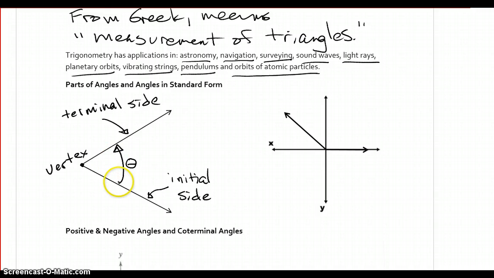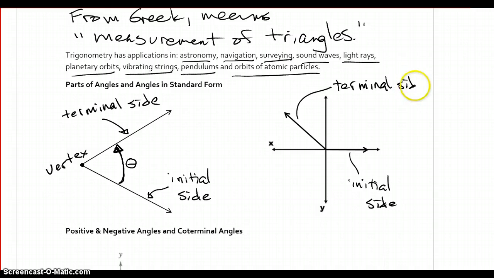So 3 parts of the angle. And then we show the rotation of the angle, we use this arc here, this curvy ray here, to show the rotation of the angle. In this case, this would be positive, and we'll talk about more of that in a minute. So let's take a look at this angle over here. Again, I've got my initial side, and I've got my terminal side. And I could mark my rotation over here. We'll call it theta again.